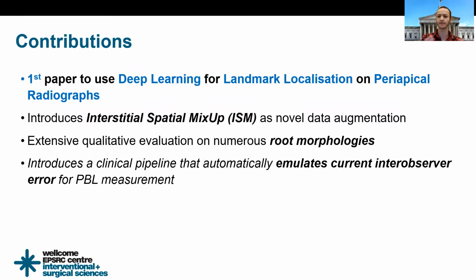So quickly, we're going to go through the contributions all through the presentation. But firstly, our main contributions are that we're the first paper to explore deep learning for landmark localization on periapical radiographs. We introduce a novel data augmentation technique called interstitial spatial mix-up, and we introduce a complete end-to-end clinical pipeline, which we quantitatively and qualitatively assess on numerous root morphologies, which we find emulates current interobserver error even at this stage.